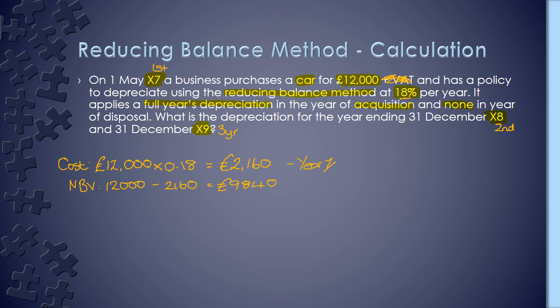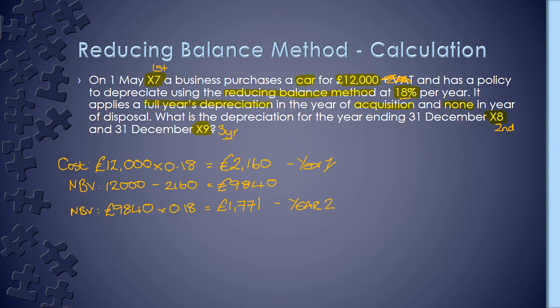So then year 2. We do our net book value, we bring that down, we multiply that out by our 18%, which gives you 1,771. I'm just rounding to the nearest pound. And that is your depreciation for year 2.